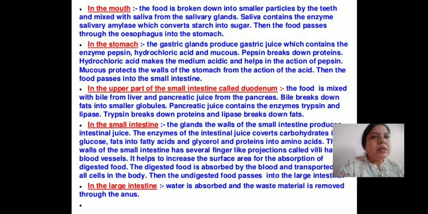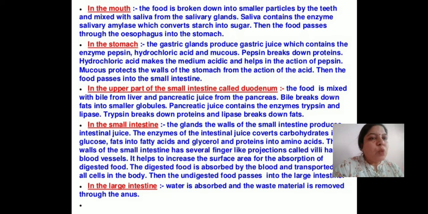Next is the stomach. The gastric glands produce gastric juice, which contains the enzyme pepsin, hydrochloric acid and mucus. Pepsin breaks down proteins. Hydrochloric acid makes the medium acidic and helps in the action of pepsin. This acidic medium also helps in killing the unwanted microorganisms present in the food. The mucus protects the walls of the stomach from the action of the acid. Then the food passes into the small intestine.